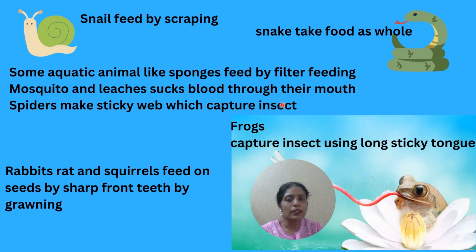And spiders make sticky webs all around the corners. These will capture the insects. Frogs, as you can see in the figure, have a long tongue-like structure which is helpful in capturing the insect. Rabbits, rats and squirrels feed on seeds with sharp front teeth by the process called gnawing.